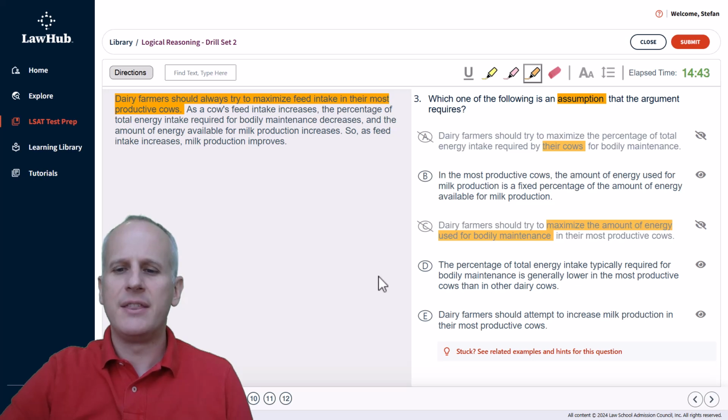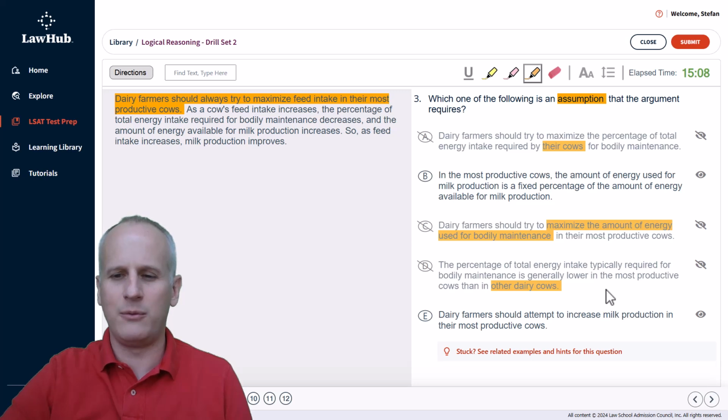Next, choice D, the percentage of total energy intake typically required for bodily maintenance is generally lower in the most productive cows than in other dairy cows. Well, again, we don't care about other dairy cows. We're concerned with the most productive cows for these dairy farmers. So we find the other dairy cows, knowing that they have to be outside of the relevancy, and we can eliminate this for needing additional information.